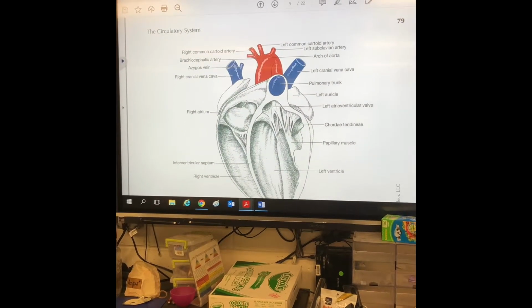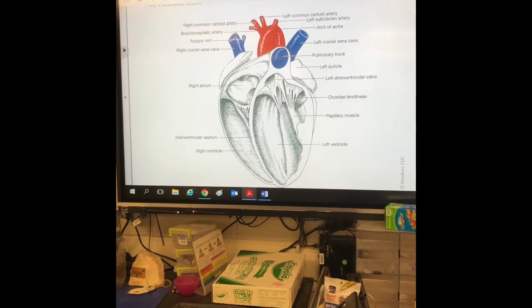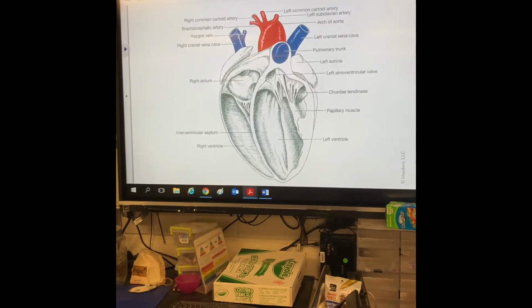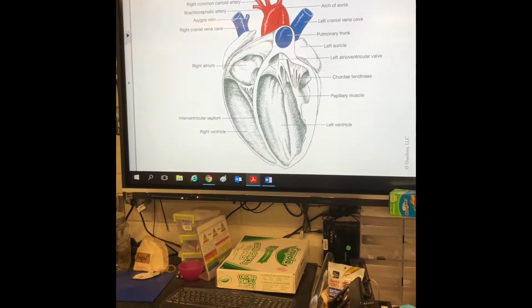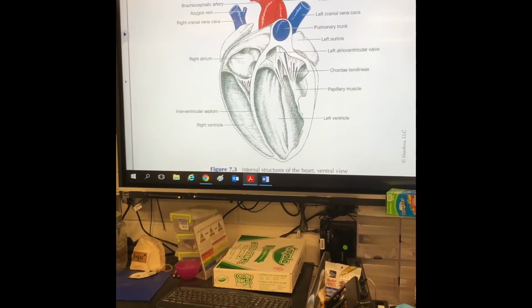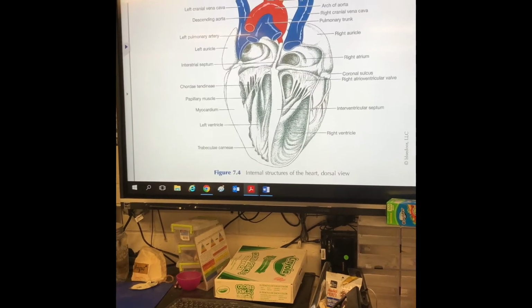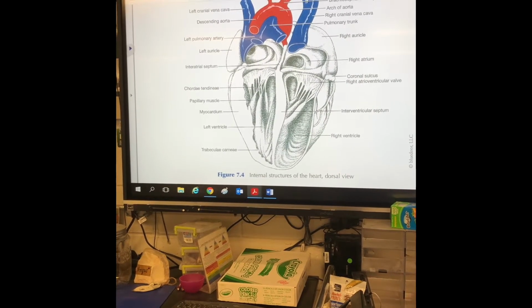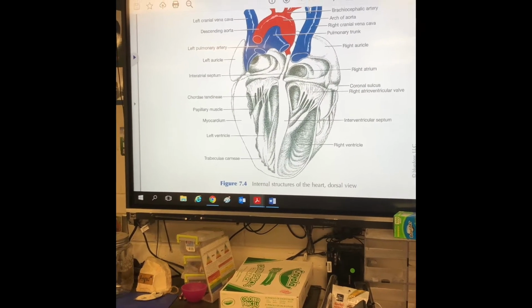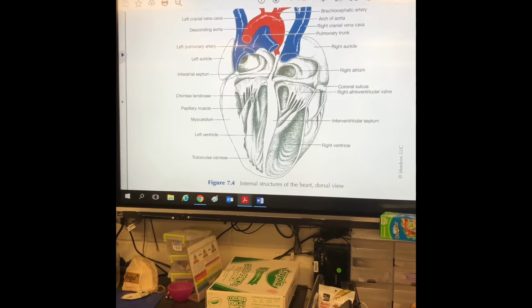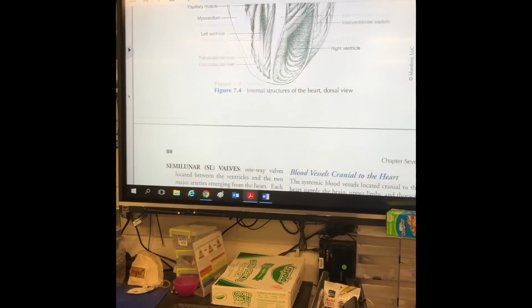Here's the inside of the heart. We have the ventricles at the bottom and the atrium at the top. So we have two atrium at the top, two ventricles at the bottom. We have our valves. So we have the tricuspid valve on the right side and the bicuspid valve on the left.